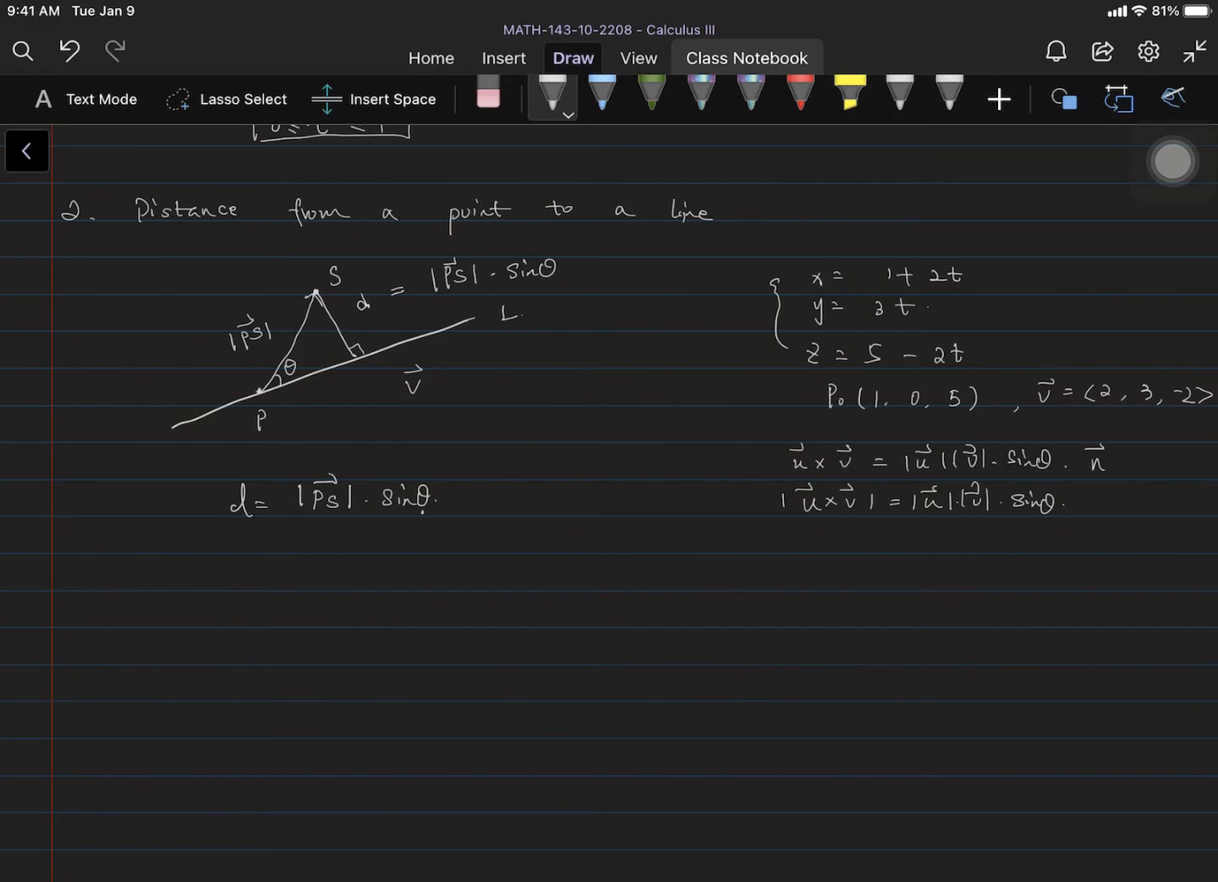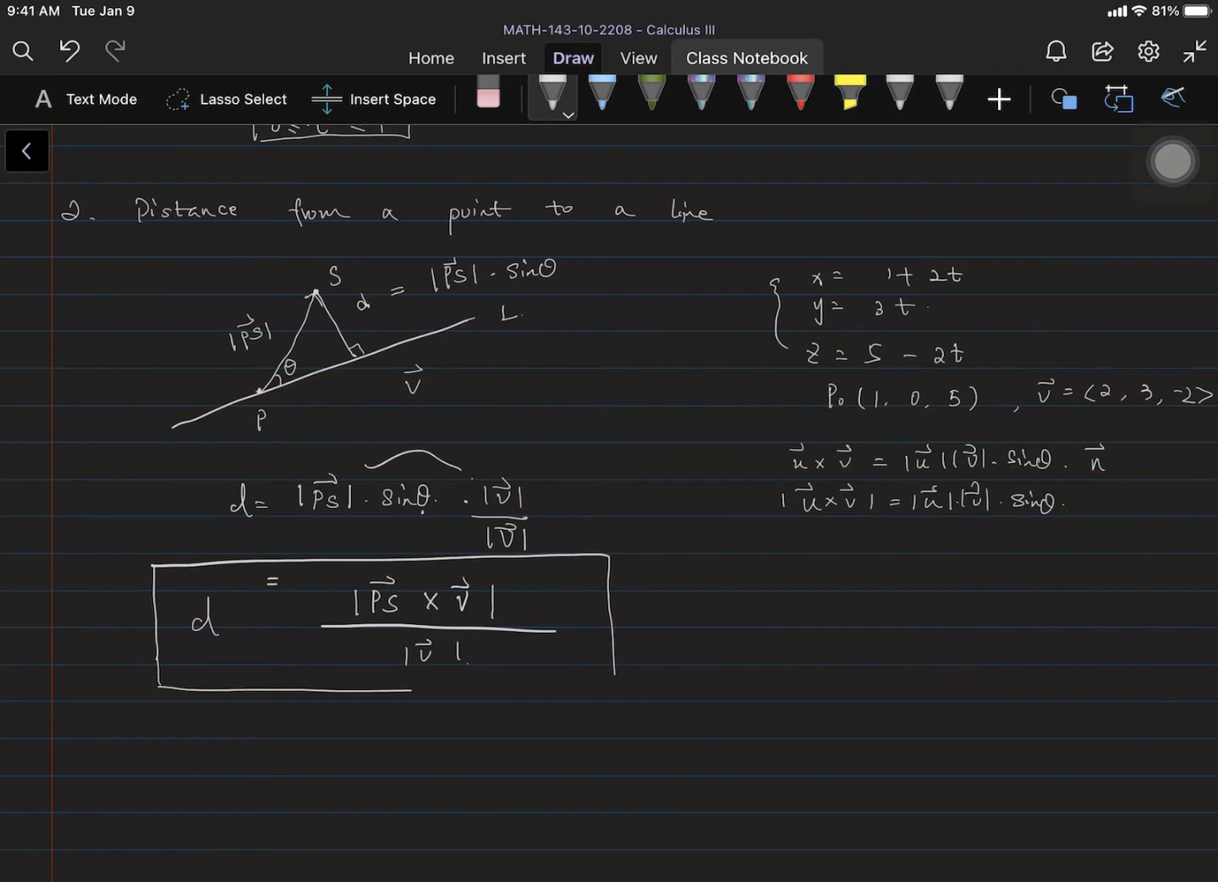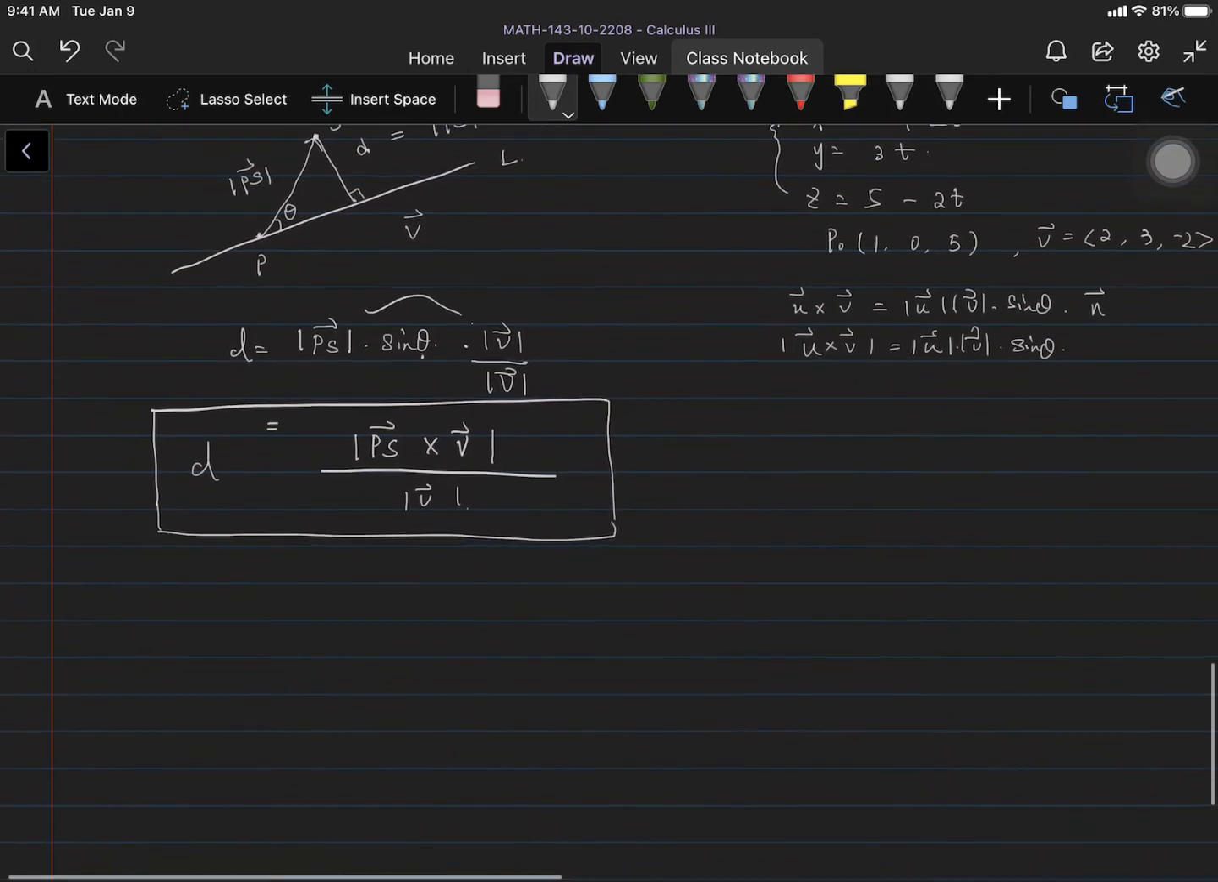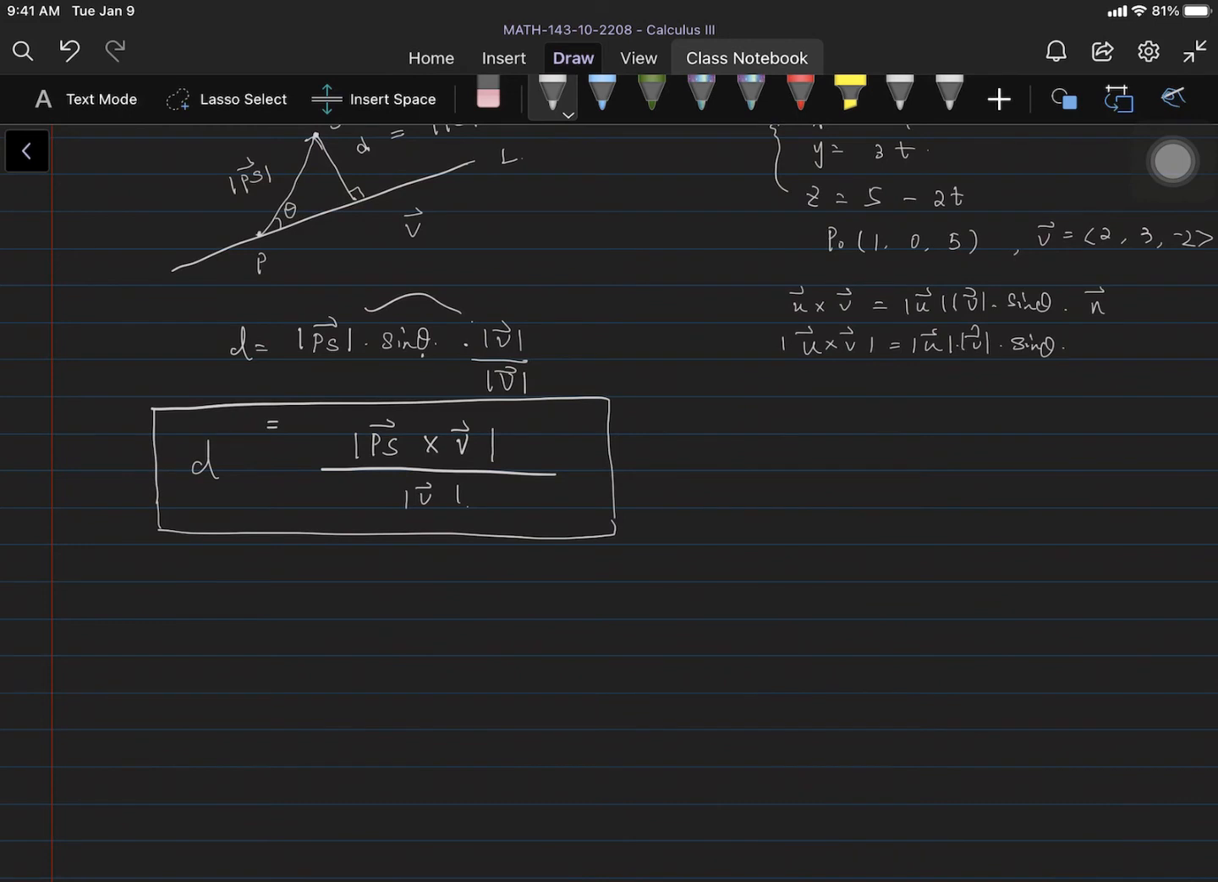So here we are going to multiply by the length of V and divide by the length of V, because we want to make this into the cross product length. So the numerator becomes what? It becomes the PS vector cross the V vector, and take the length. So this is the formula for how we find the distance from a point to a given line.